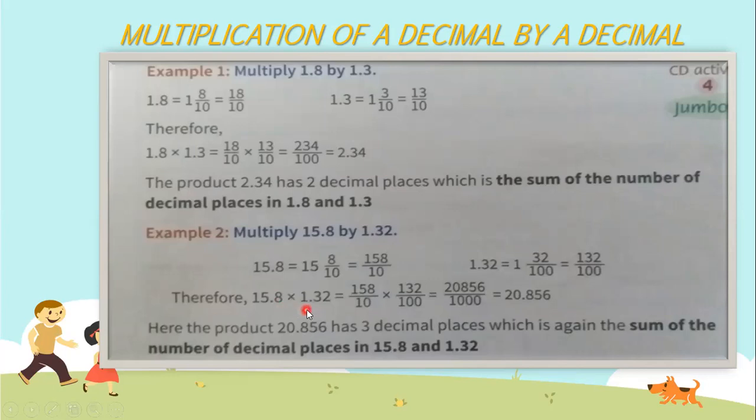So now 15.8 into 1.32. After changing to fractions, what do you have to write? 158 by 10 into 132 by 100. Now 158 into 132, if you multiply, 20,856. 10 into 100, if you multiply, 1000 you will get. When you are dividing by 1000, that means when multiplying, from the right side 3 places it will move. So before 8, the point will come. That means 20.856. This is the answer when you multiply 15.8 by 1.32. So this is the way we will multiply.